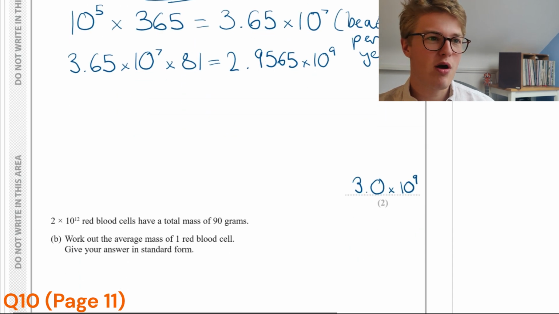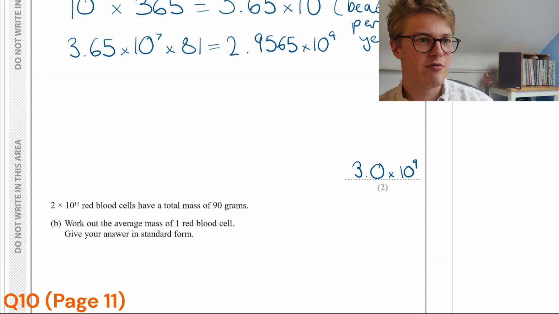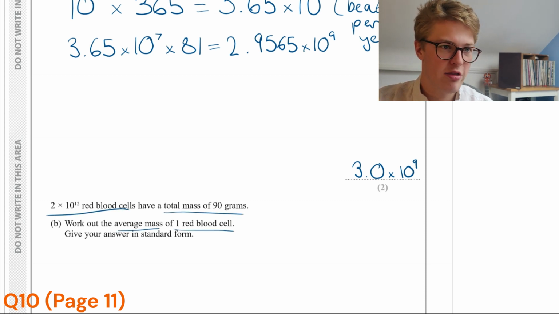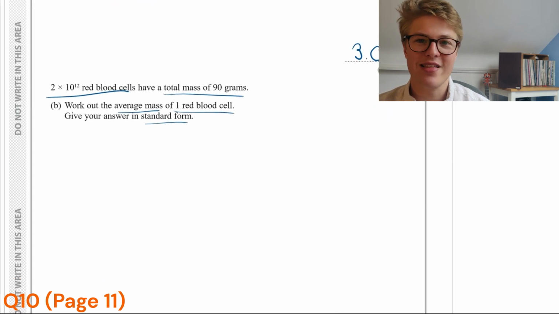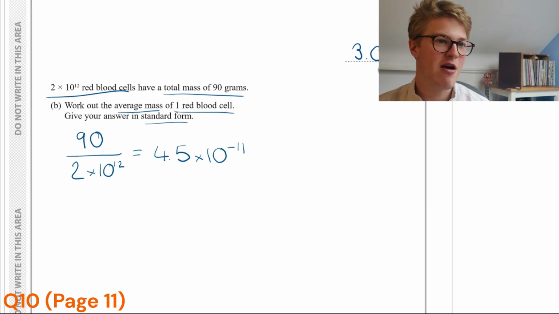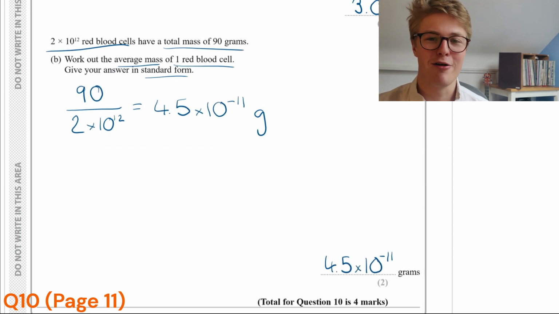2 times 10 to the power of 12 red blood cells have a total mass of 90 grams. Work out the average mass of one red blood cell, give your answer in standard form. So here we just do 90 divided by 2 times 10 to the power of 12, and this is 4.5 times 10 to the power of minus 11 grams, and that is our answer in standard form.